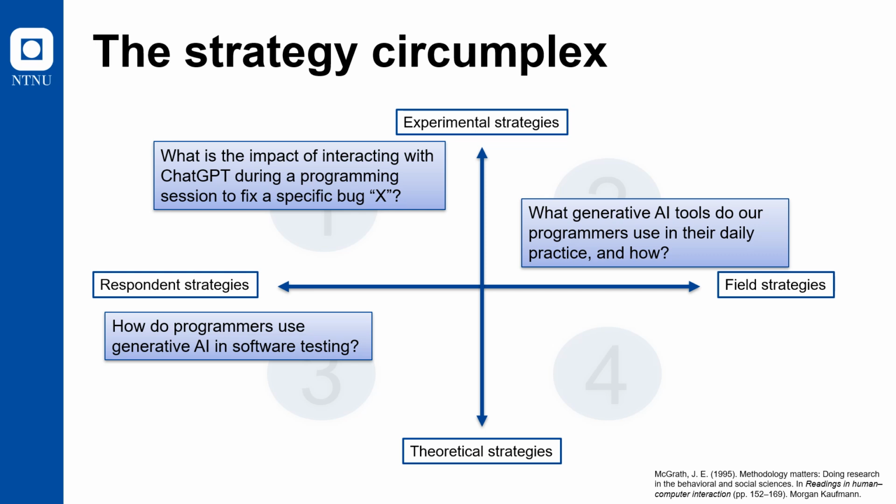In quadrant 3, we have a question that seeks generalizable knowledge. The researcher is interested in programmers in general and how they use generative AI in software testing. The focus is on generalizability. The circumplex can in this way be used to create an awareness of what new knowledge the researcher is interested in creating.